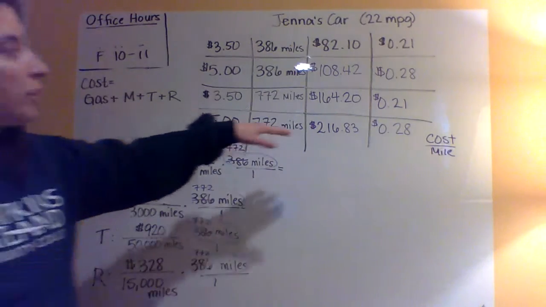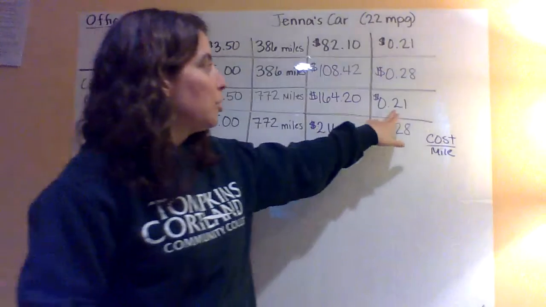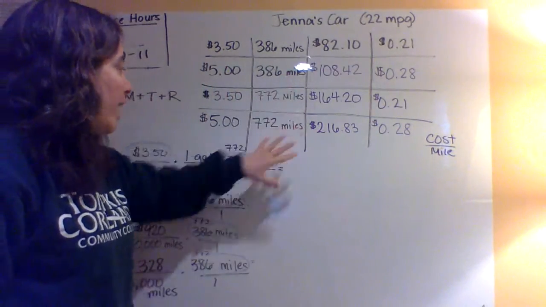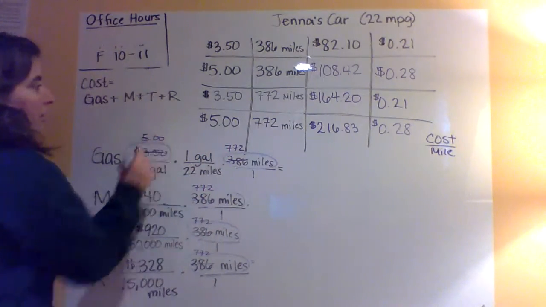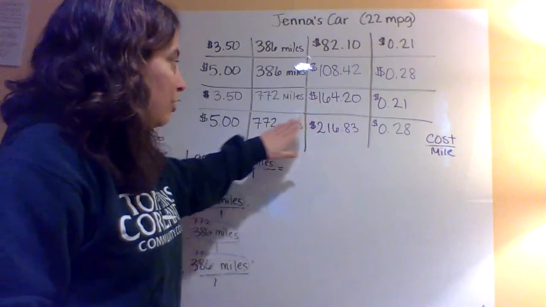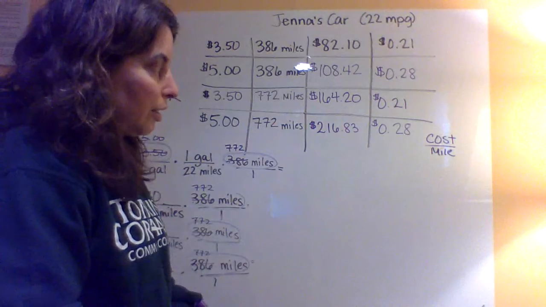You would have gotten 164.20. Take this and divide by 772. We get 21 cents per mile. The last one, 772 here, now $5 here. We get 216.83, divide by 772, we get 28 cents as our cost per mile.